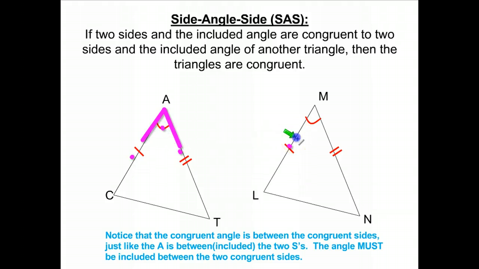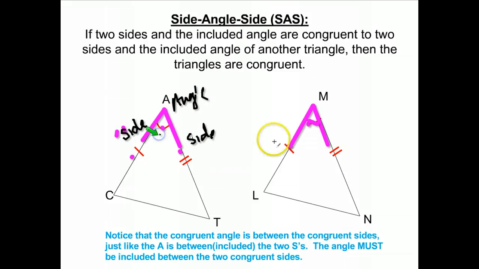And here again, there's my congruent sides. The angle is included between them. That is side, angle, side, because if you were to write in order, here we have a congruent side, a congruent angle, and a congruent side. Notice the angle is between the two sides, just like the A is between the two S's in its name. Again, this is a way we can prove that two triangles are congruent.